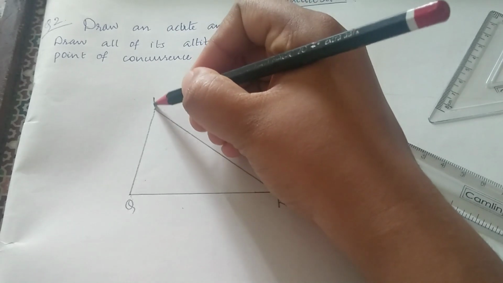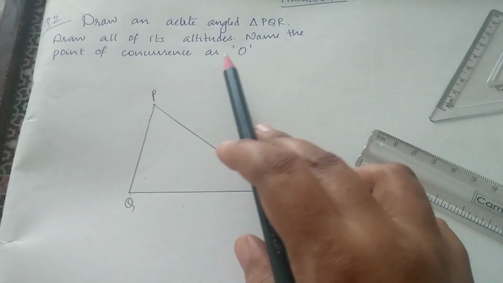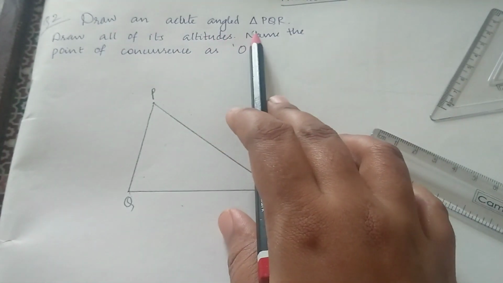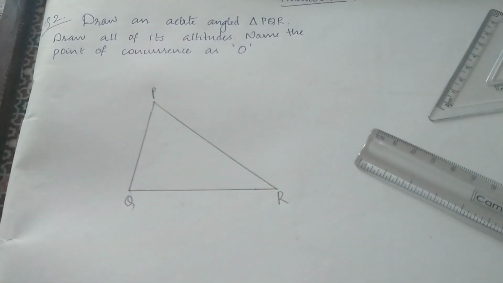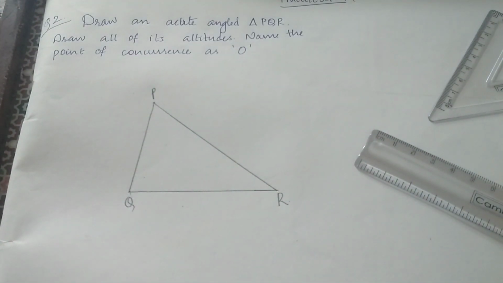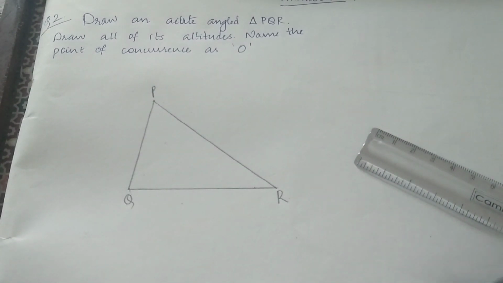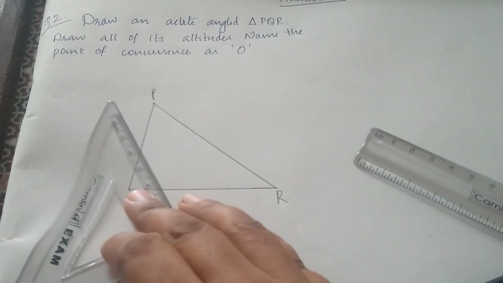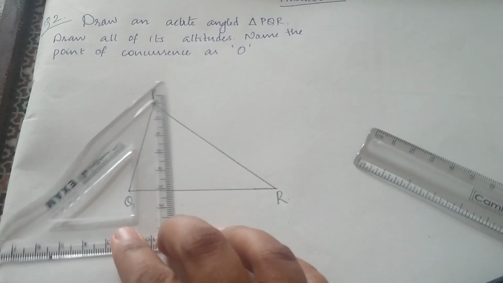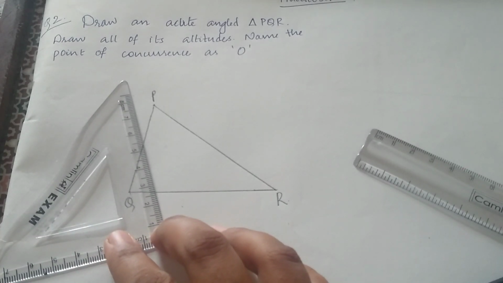So what is the name of the triangle now? PQR. That is given in the question: draw an acute angle triangle PQR. So we have done PQR. Now we have to draw the altitude. So how are you going to draw the altitude? Altitude means it should be a straight 90 degree perpendicular line from the vertex to the opposite side.